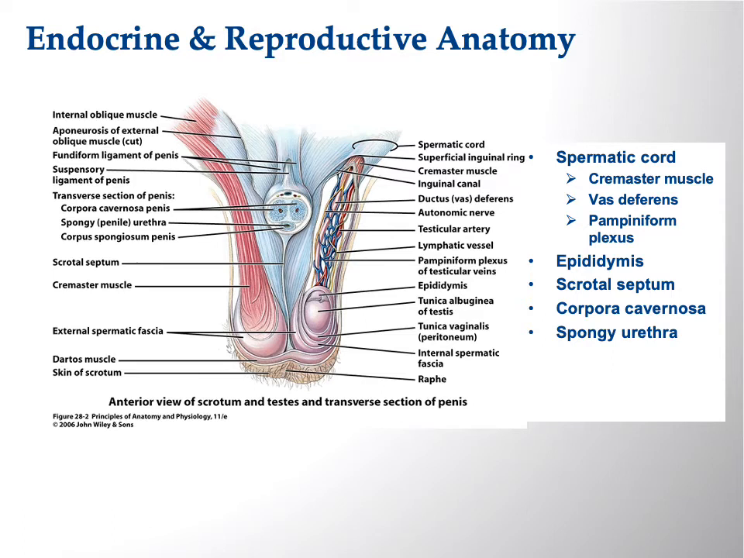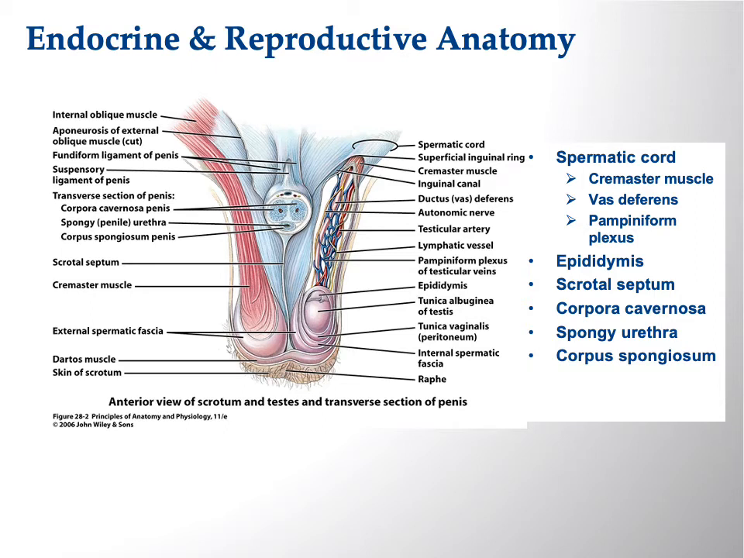Corpora cavernosa, spongy urethra, and corpus spongiosum. So look at the severed penis there. God, that's painful to look at. Notice there are three tissue compartments. It looks like a little face going, oh my God, I've been cut off. The two little ovals on the top are the corpora cavernosa. Individually, it's the corpus cavernosum, and the two together are the corpora cavernosa. Those are erectile tissue. Down at the bottom is the corpus spongiosum, which is also erectile tissue and houses the spongy or penile urethra.